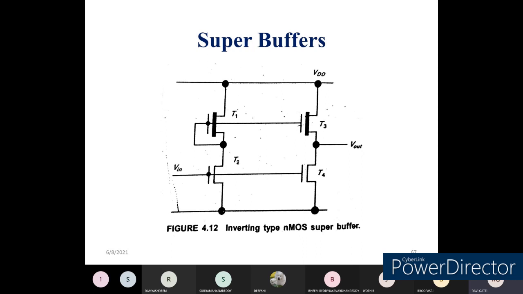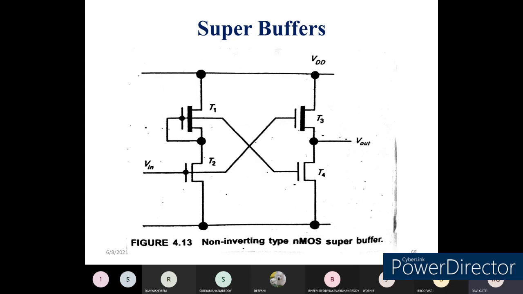With the use of a super buffer, we can have stability over the network. Along with the stability, it is able to pass the transmission with a lesser propagation delay. Therefore, we are going to use these CMOS buffers as a super buffer.